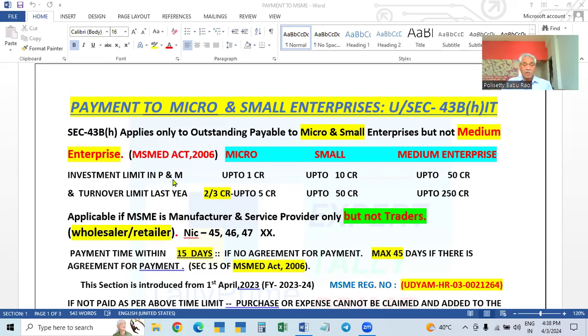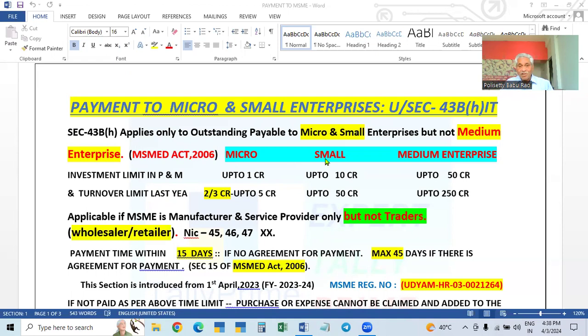So invest in plant and machinery, and another one is turnover limit. So there are two limits: investment limit and turnover limit. In this case, if the investment limit is up to 1 crore, that is not more than 1 crore, and investment limit is on the last year investment. Turnover limit is on the last year turnover, the limit is 5 crores. So if investment is not more than 1 crore, and the last year turnover is not more than 5 crores, this is called a micro enterprise.